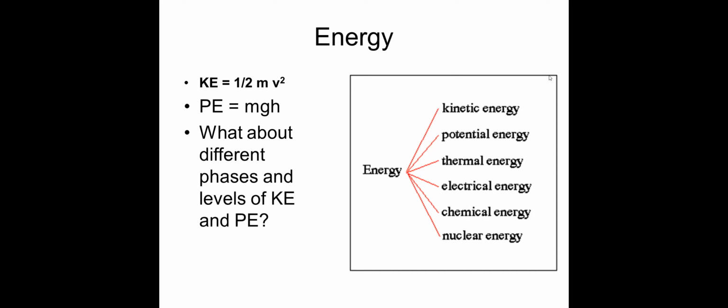And then we have electrical energy, which is positive, negative charges that can create a current. And chemical energy. So think about what you learned about ATP. We talked a little bit about that in class.